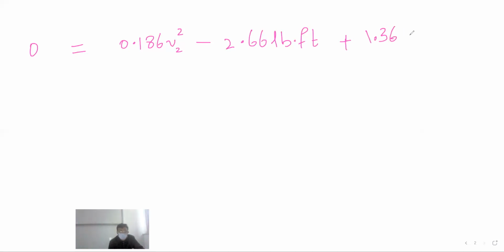How many agree and how many disagree? Now there are many students who are saying, how did you use foot pound for kinetic energy? That's what I'm trying to tell you. The rest of the terms are in foot pound, right? So this fellow will be in foot pound.